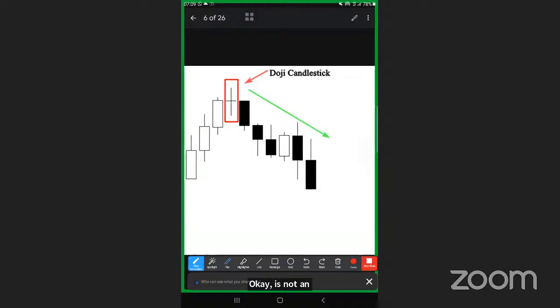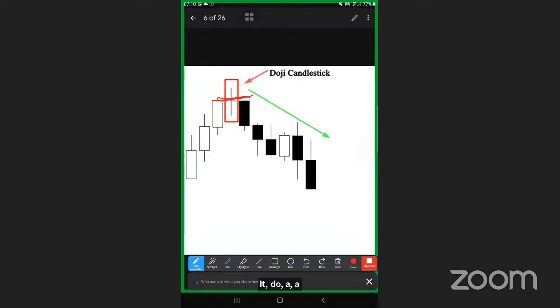When you see a doji forming in the course of an uptrend, but it's not an area of resistance, that signifies what? All right, that's why I'm saying when you see this plus sign, or a cross, you should know that there is equality and indecision in the market. So this is a doji candlestick type of chart pattern.